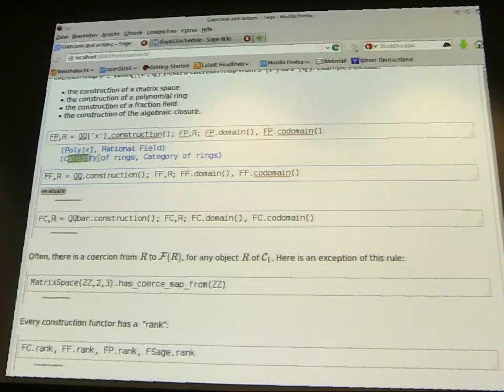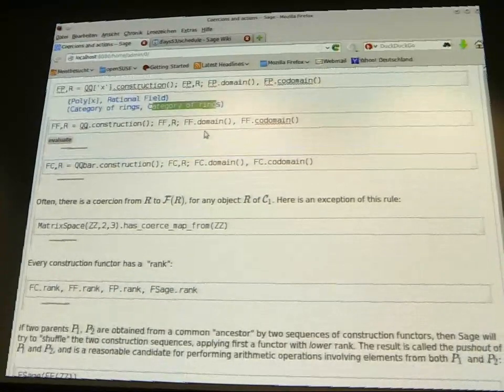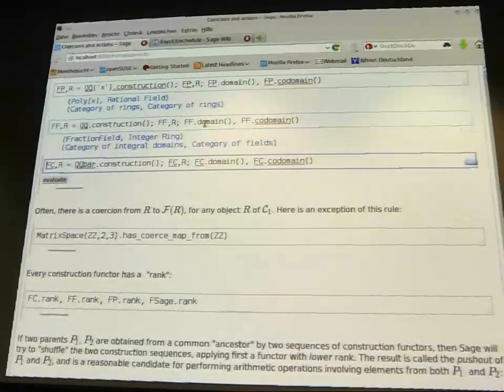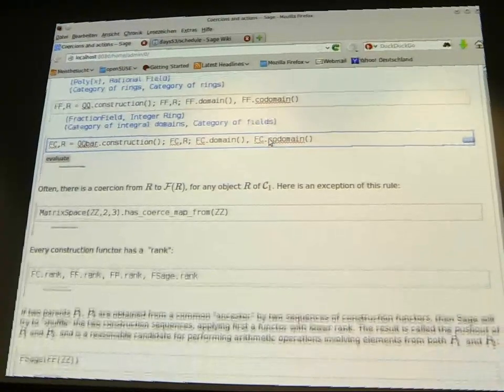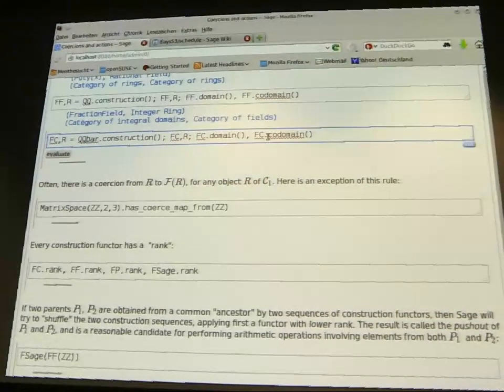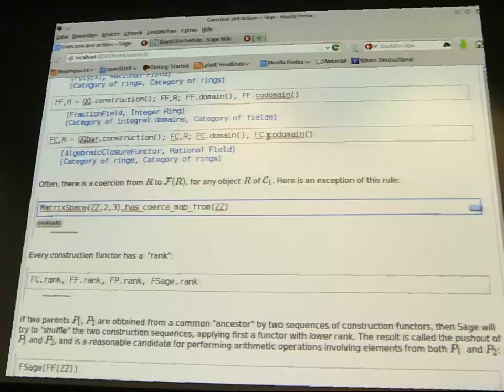It takes a ring and returns a ring, the polynomial ring. Here you have the fraction field construction. It takes any integral domain and returns a field. It's a special category of fraction fields. It's strange, but anyway. And here for the algebraic closure, you take any ring, in this case the rational field, and then the algebraic closure is Q-bar. This is the ring of algebraic numbers.